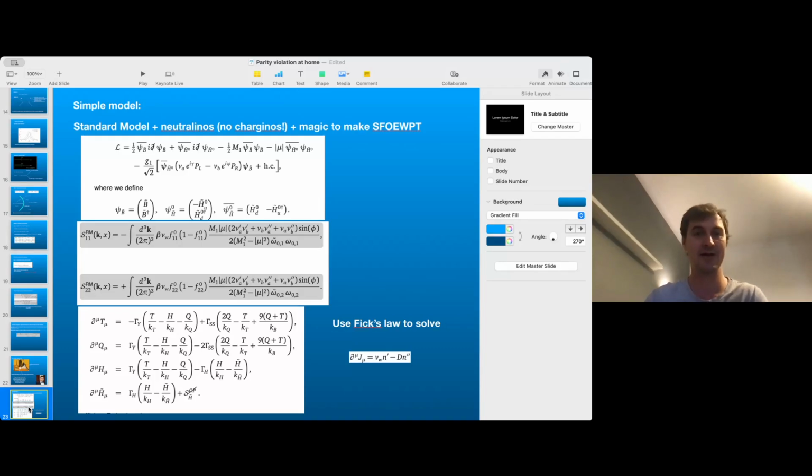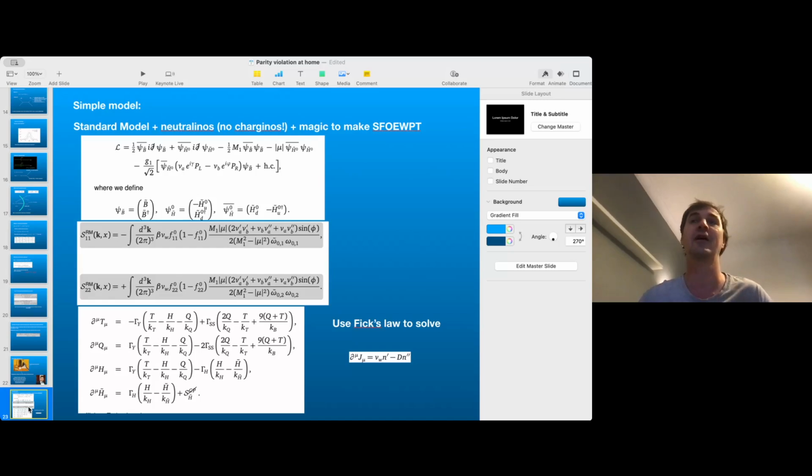Okay, so we want to test drive this with a simple model. We're just going to have neutralinos, so it's a SUSY-like model. We're not going to have charginos, we're not going to have stops. We're just going to ignore that for convenience. But we are going to unignore the charginos because they become very inconvenient when considering electric dipole moments.